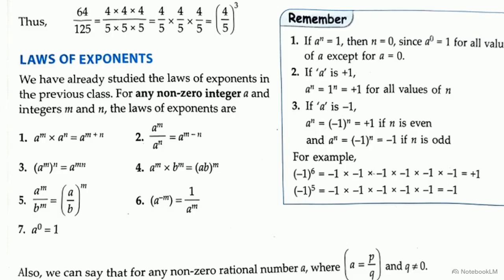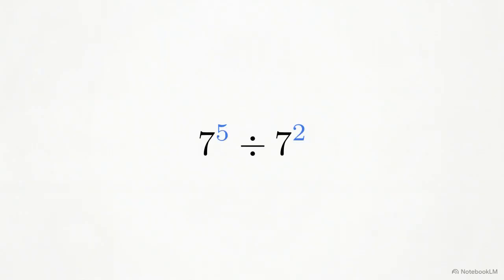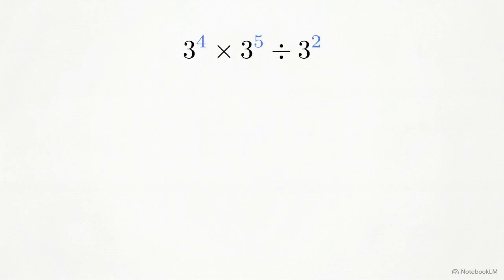Moving down the page, we find the second rule, the quotient law. This tells us how to handle division. Just as multiplication leads to addition, division leads to subtraction. If you divide 7 to the 5th power by 7 squared, you subtract the bottom exponent from the top one, leaving you with 7 cubed.